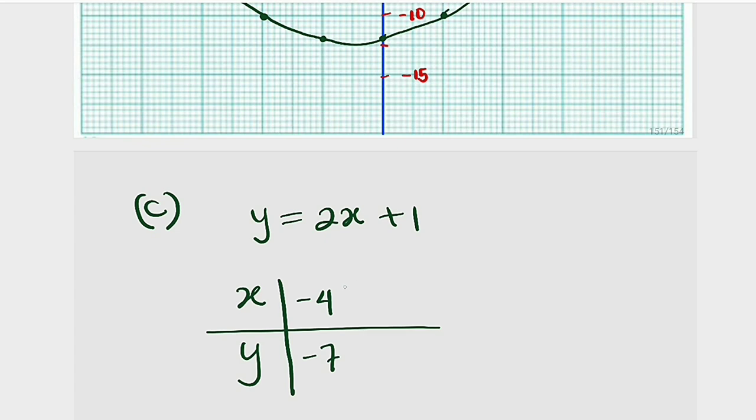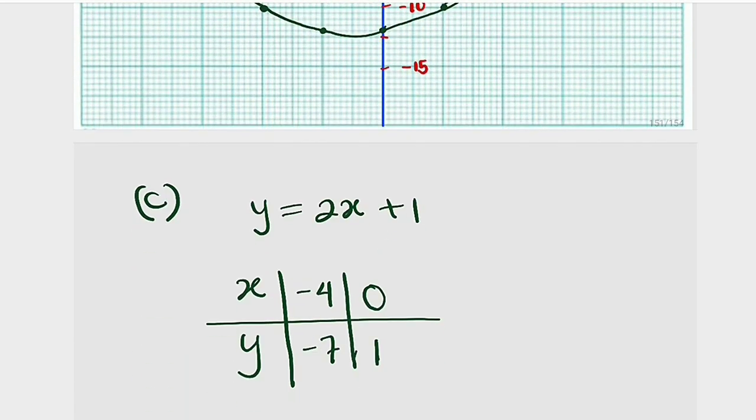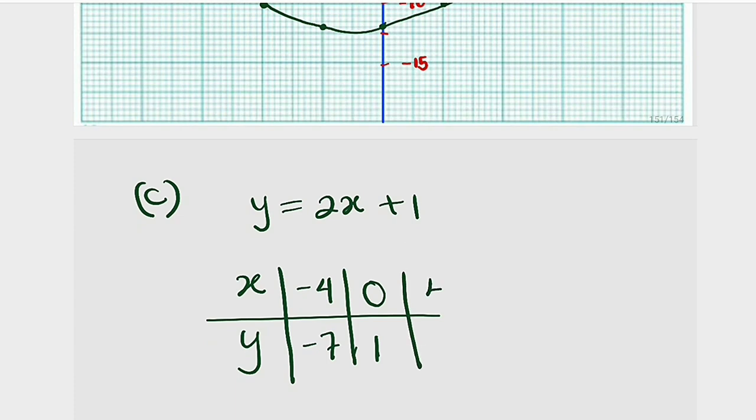And don't forget, we have another important point, which is the y-intercept. That is exactly where the line crosses the y-axis, and it is at x equal to 0. So if x is equal to 0, we have 2 times 0, which is 0, plus 1 is 1. So 1 is the y-intercept, and you can clearly see that here. And next, I would like to take the last value here, which is 4. Very important as well. So 4 times 2 is 8, 8 plus 1 is 9.